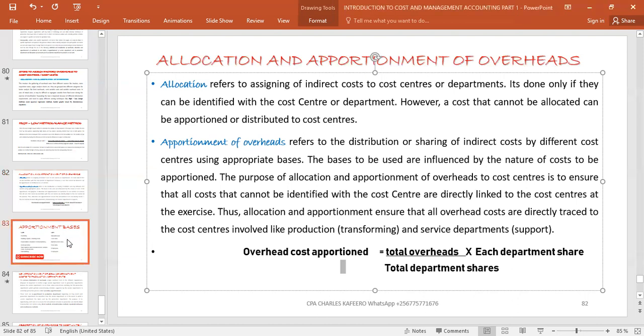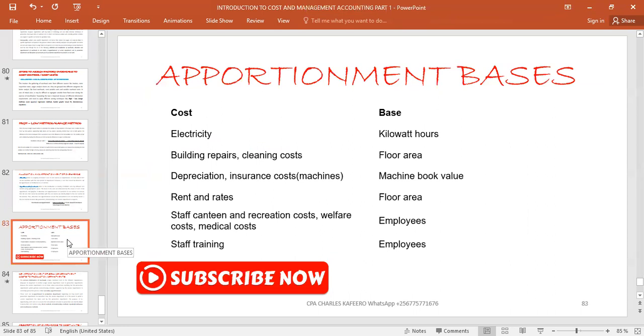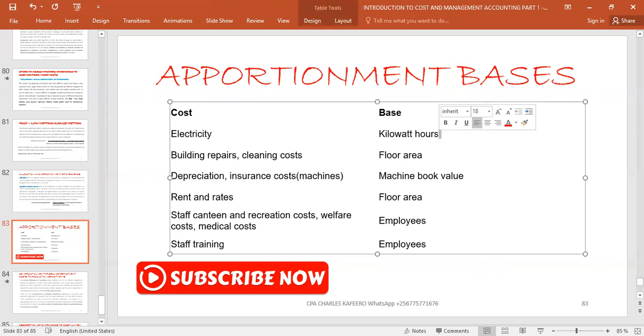On this slide I have arranged for you some bases we can use to allocate these costs. We are saying the apportionment is done with the appropriate bases. Some of the appropriate bases: for electricity, the unit of measurement is kilowatts. Here they are saying kilowatt hours. You can put kilowatt hours, but you can just leave it as kilowatts. Because you may find that they are determining the hours, and it depends on the watts we've used, let's say in an hour.